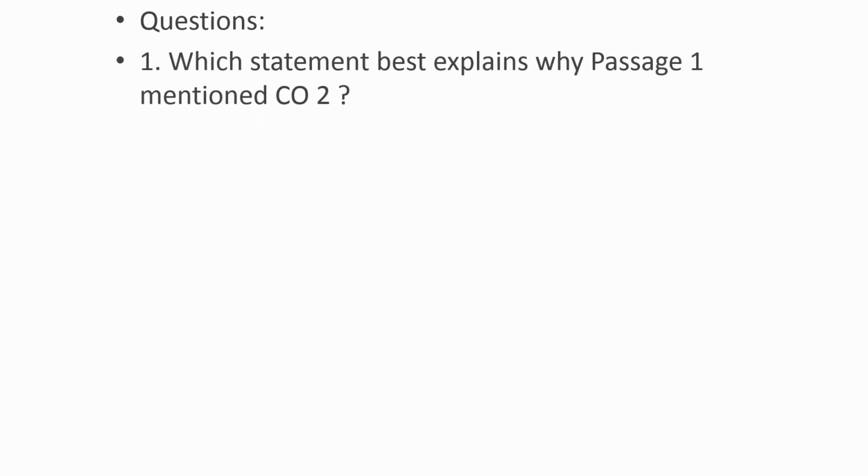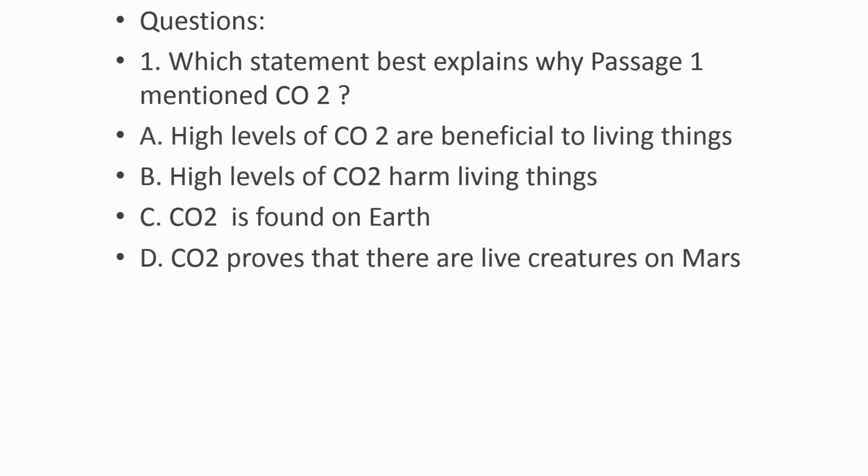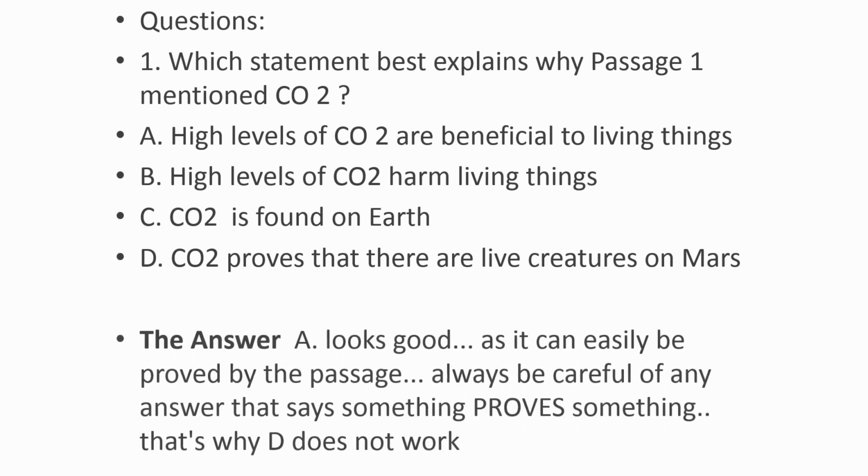Okay, here are some questions. Which statement best explains why Passage 1 mentions CO2? The answers are A, high levels of CO2 are beneficial to living things. B, high levels of CO2 harm living things. C, CO2 is found on Earth. D, CO2 proves that there are live creatures on Mars. The answer? A, looks good, as it can easily be justified by the passage. Always be careful of any answer that says something proves something. That's why D does not work.